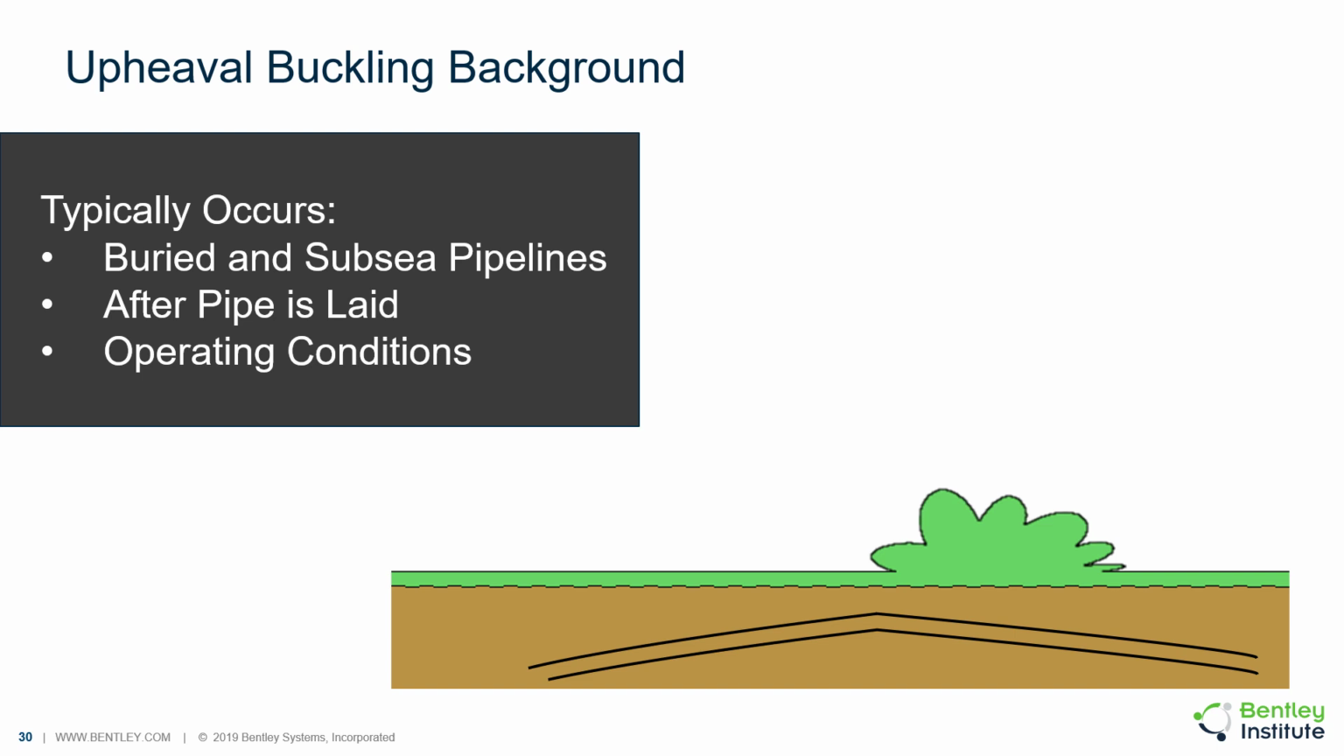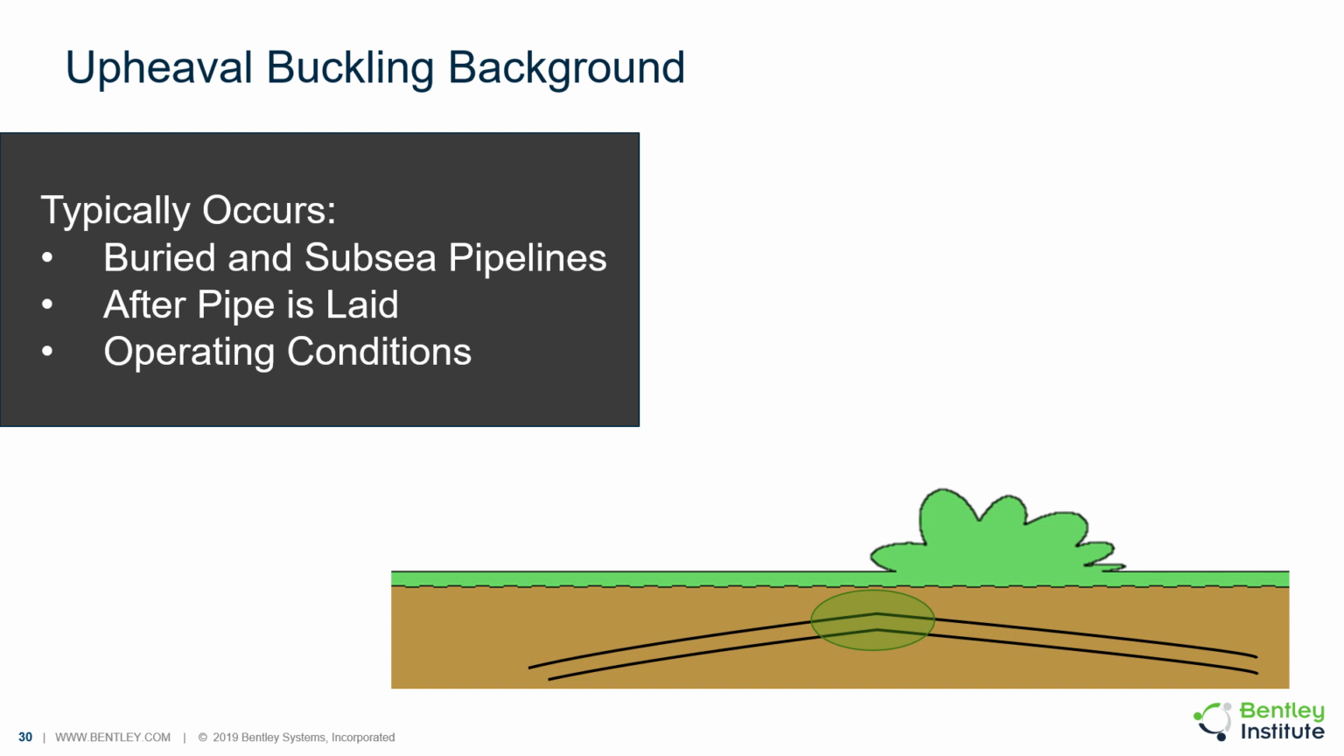So generally, this occurs in buried and subsea pipelines. The soil stiffness and the depth of the burial are important factors here. After the pipe is laid, this type of piping is generally not completely straight, and imperfections like the one that's shown here have to exist for upheaval buckling to occur.